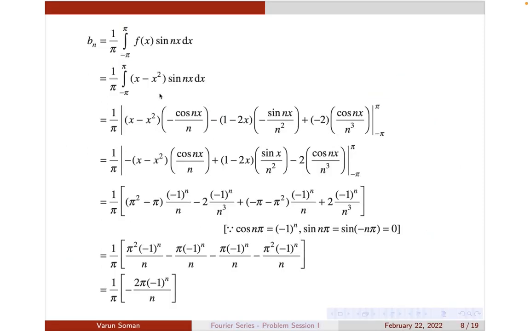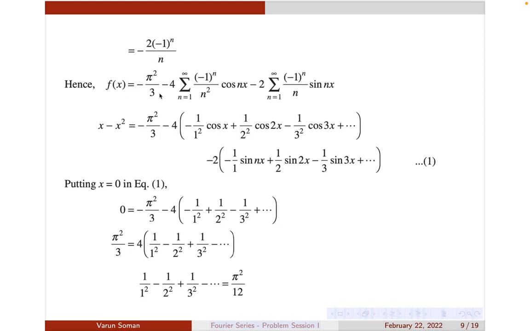So this is the expansion. It is done here. Please go through it, and please rectify any mistake if there is any. So I hope it is clear.